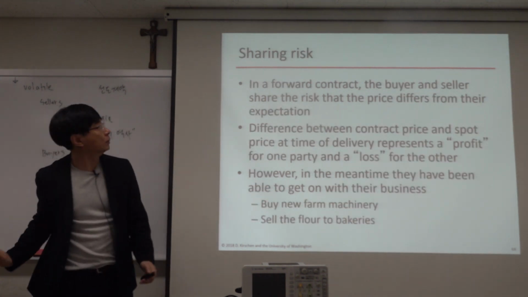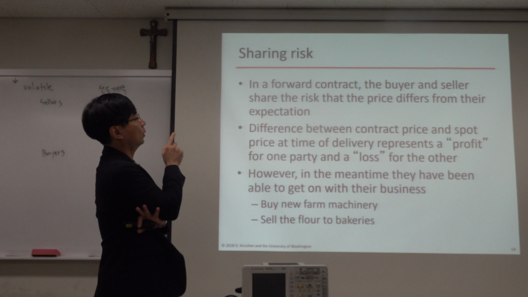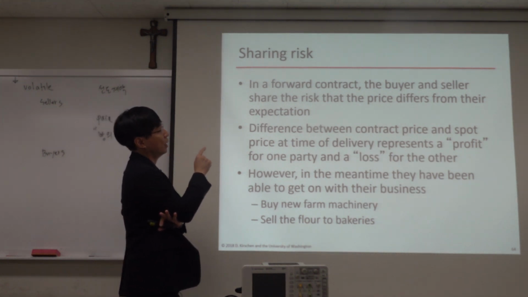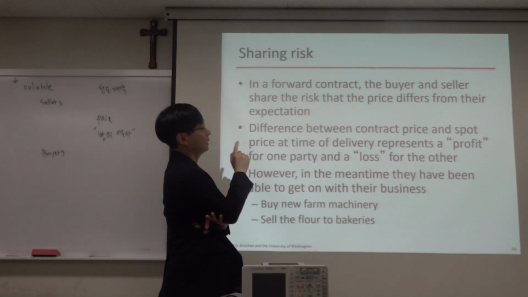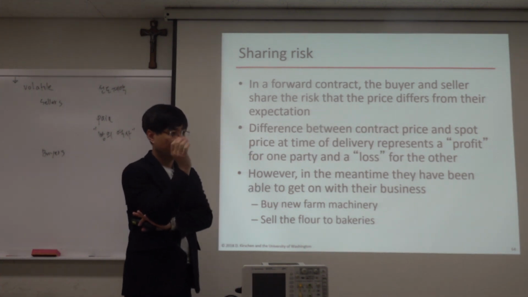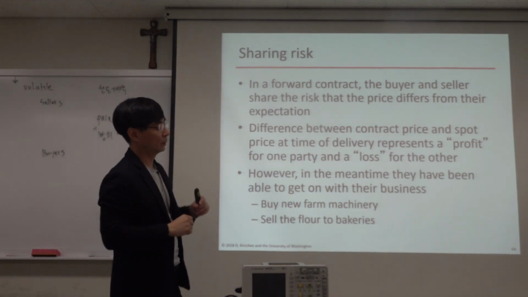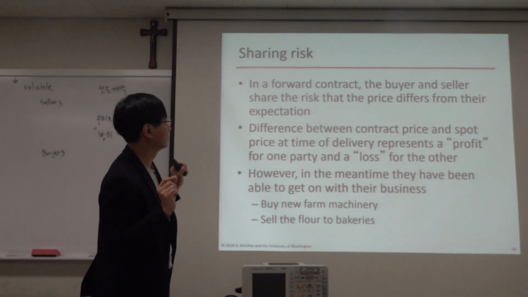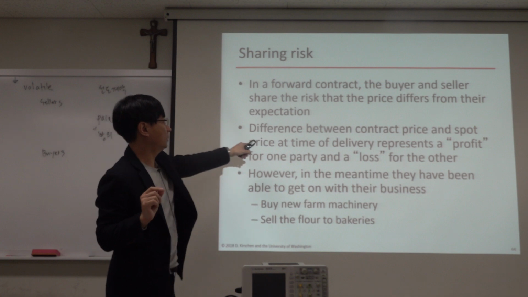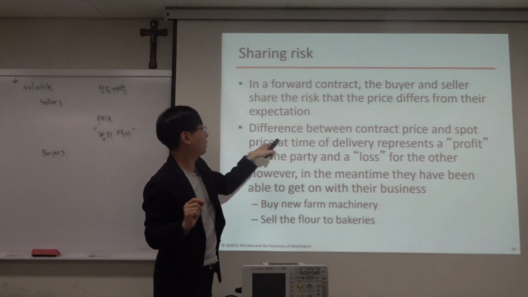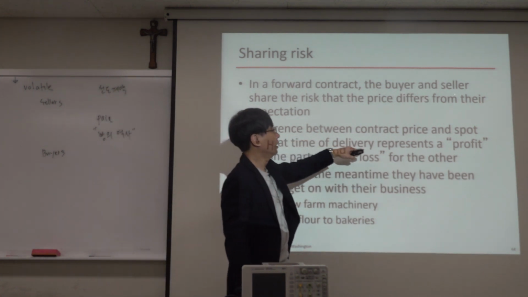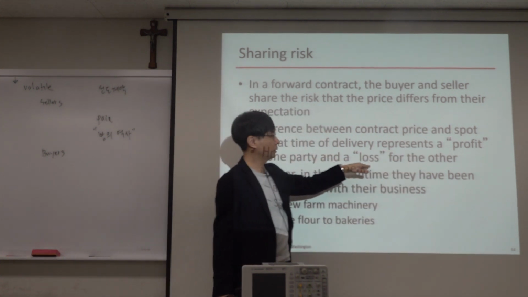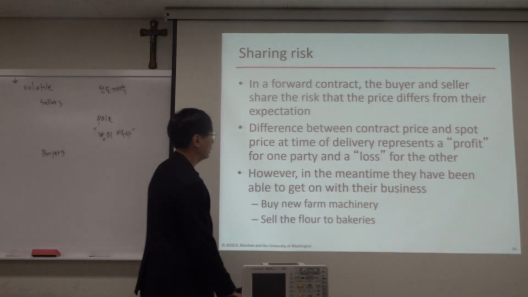Okay, so sharing risk. In a forward contract, the buyer and the seller share the risk that the price differs from their expectation. Okay, the difference between contract price and the spot price at the time of delivery represents a profit for one party and a loss for the other.